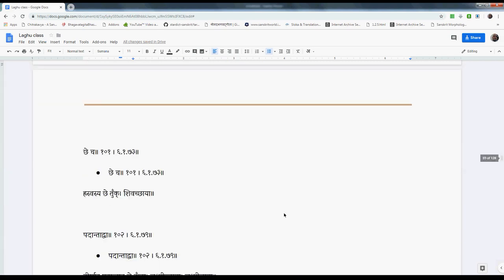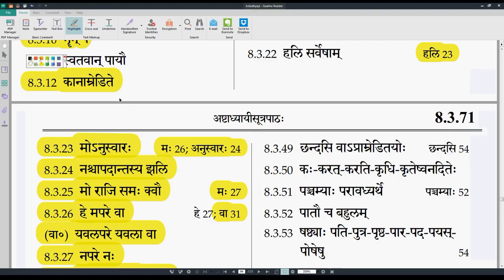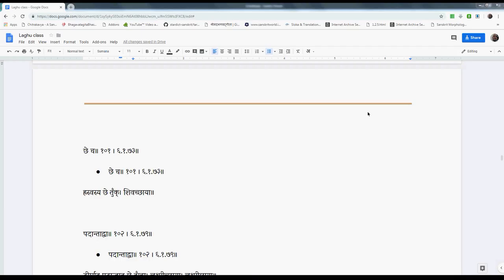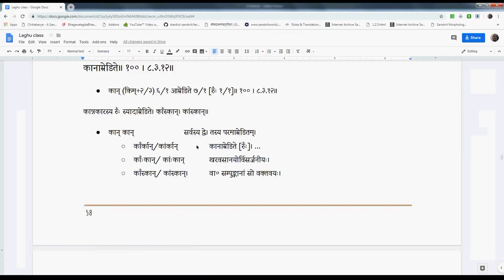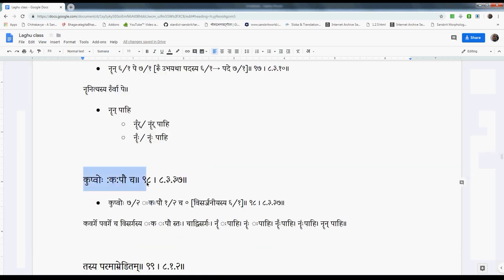Then just let me check if Kashika gives something else. Kashika: redite paratahasya. Okay, sorry. What is taken away here? The optionality was in the earlier sutra. I'm sorry. So we saw this kupvoh kapau cha.